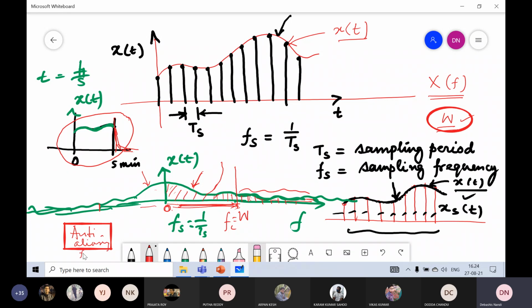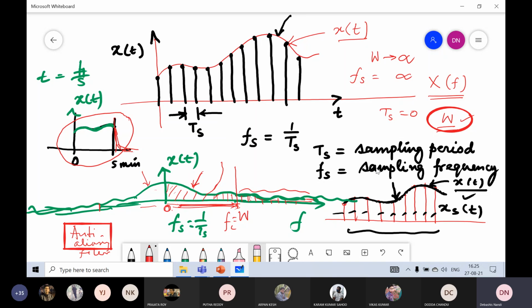Anti-aliasing filter. And why do I need this filter? This is nothing but a low pass filter, I told you. Since the signal is not time limited, the bandwidth of the signal is ideally infinite, because an infinite number of frequency components are there. Since the signal is time limited, the frequency components extend up to infinity. So the ideal bandwidth is infinite. But if the bandwidth is infinite, so W tends to infinity, then what should be Fs? It should be infinite. So Fs infinite means Ts is equal to 0.